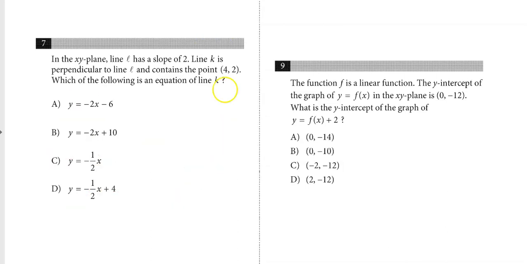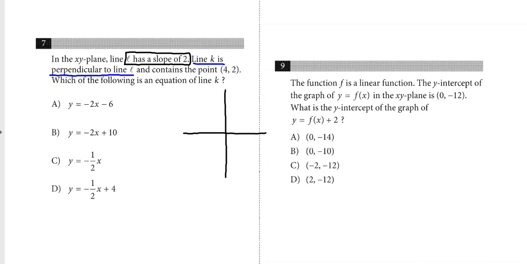So maybe I'll need a little sketch, maybe I won't. Just kind of get him on there just in case. So line L has a slope of 2. All right. So I have a line with a slope of 2. But then I have a new line. Line K is perpendicular to line L. All right, well, let's talk about that for a minute.